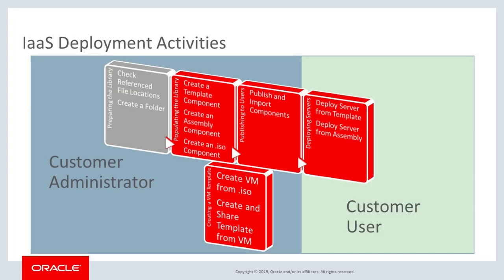IaaS enables rapid and managed deployment of servers in a virtualized environment. A number of configuration tasks must be performed before servers can be deployed, as shown in this diagram. This presentation describes software library preparation, which involves checking and/or verifying referenced file locations for file server and creating a folder in the library for users and other administrators.